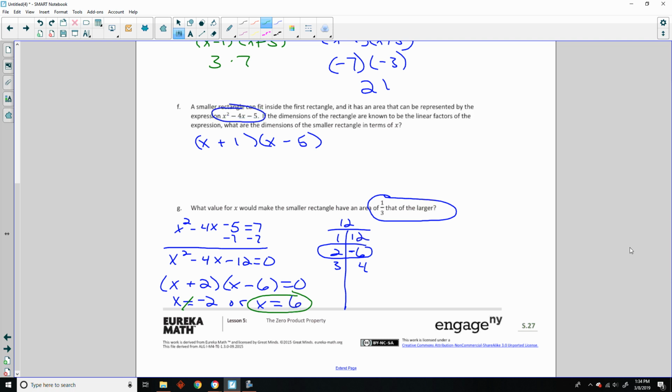Okay, cannot have a negative length. Because if I plug this negative 2 in here, I get 0. That's okay, but if I put negative 2 here, I get a side length of negative 8. I can't have a negative side length. So if I plug in 6 to both of these, I get 0 and 8. 8 is positive. It can be a positive length.